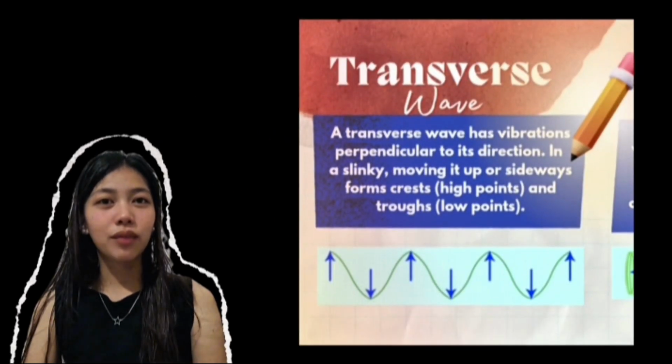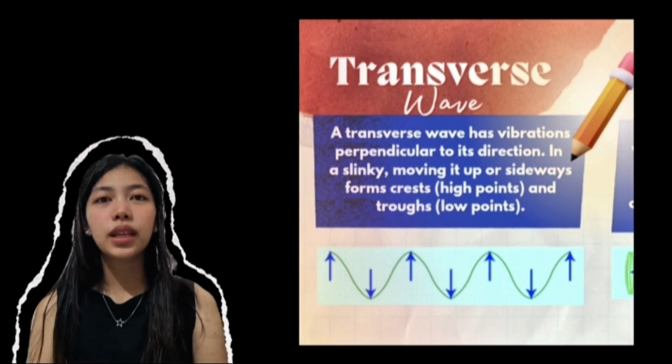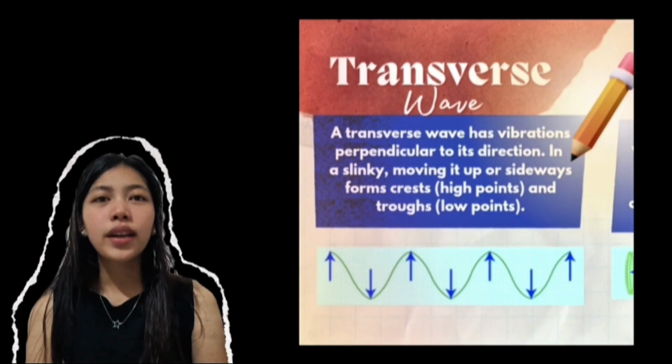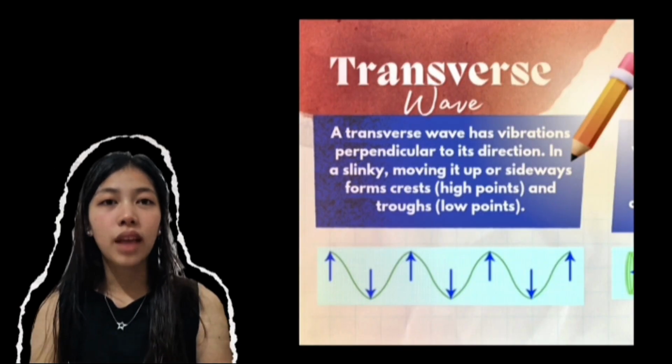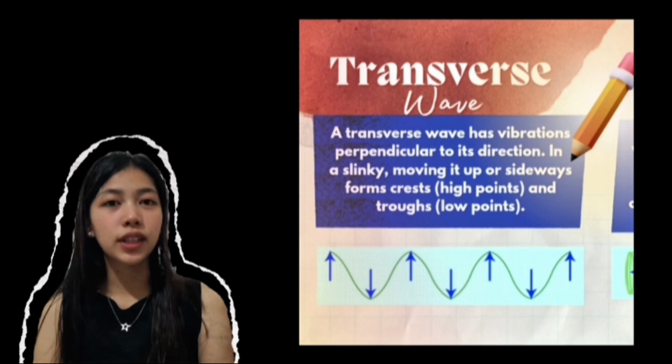Next is the transverse wave. In this type of wave, the vibration of the particles is perpendicular to the direction the wave travels. Imagine holding one end of a rope and moving it up and down. The wave moves horizontally, but the rope itself moves vertically. That's a transverse motion. Transverse waves have crests and troughs. Examples of transverse waves include light waves, radio waves, and waves on a string.